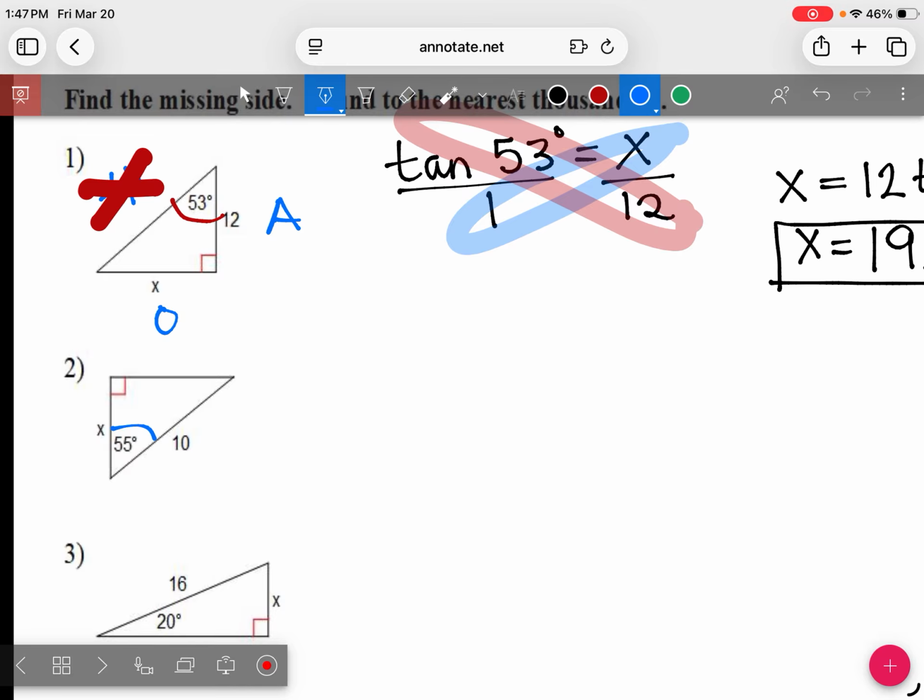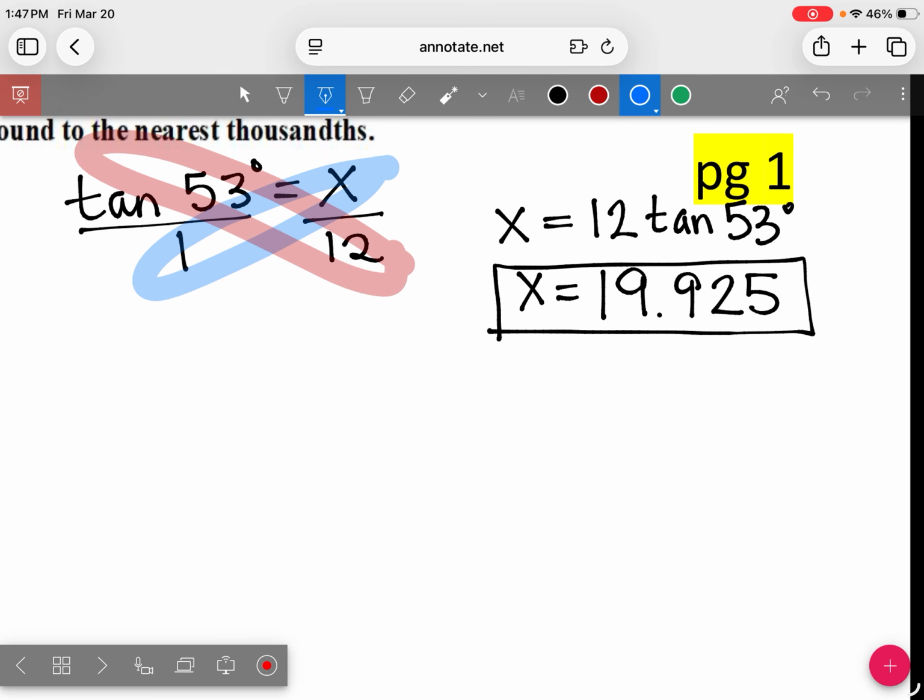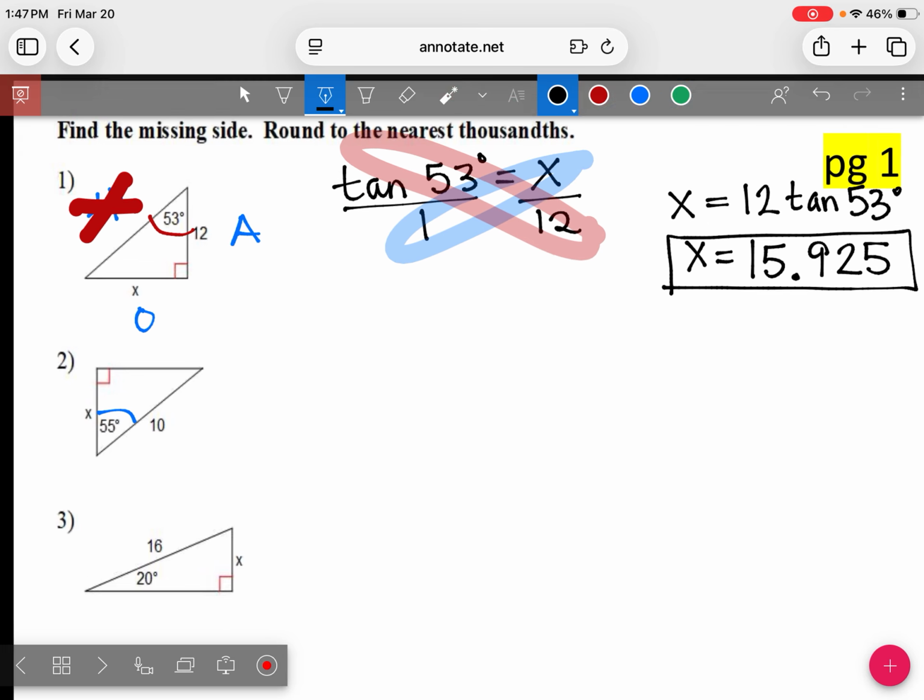Yes, just type that in the calculator. That's not what you got? Oh, it is a 15. Why did I say 19? I don't know why I did that. I'm sorry. Thank you. It's definitely 15.925. Sorry. All right, let's look at number 2.